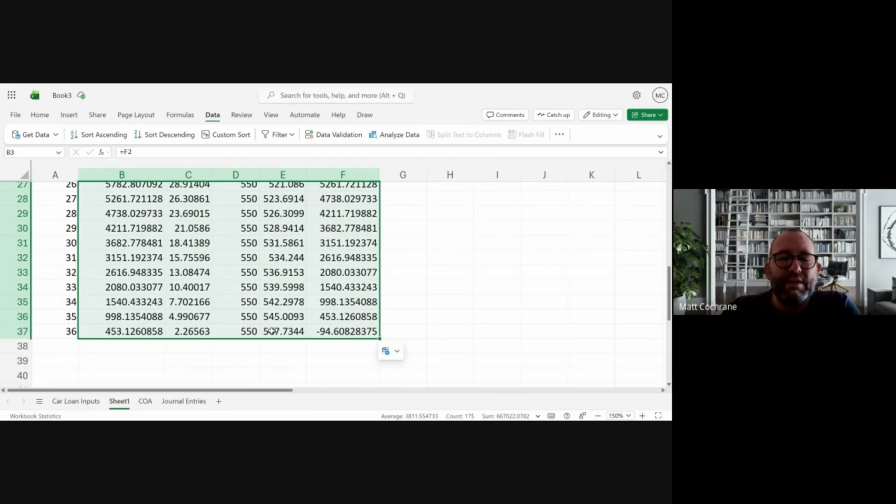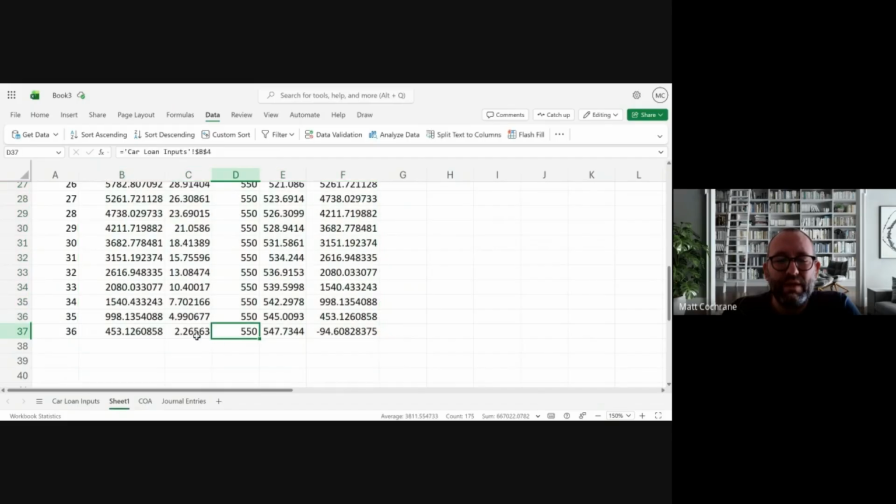And we see here in this last month that there's an opening balance of $453. So we don't want to make a $550 payment. We want to make the payment that includes both the principal and the interest. So equals this plus the interest. And that will be paid off at 36.